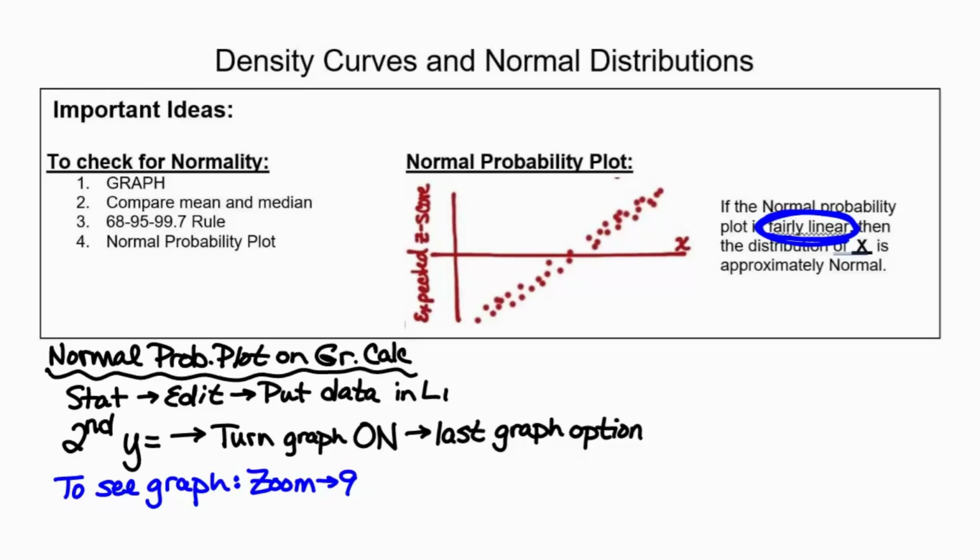I want you guys to do the check for understanding. They've given you a normal probability plot. I want you guys to decide based on that normal probability plot that they're showing, is this data approximately normal? Why or why not? Take a couple minutes to do that.